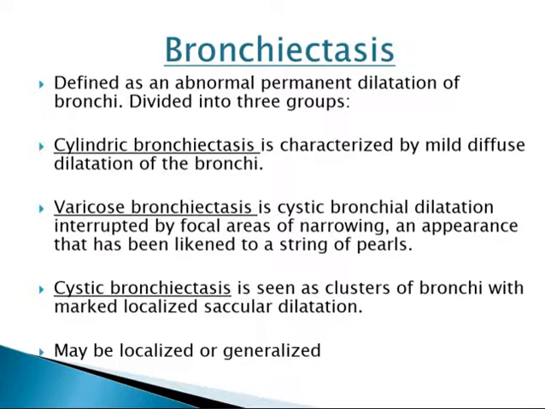Bronchiectasis is defined as abnormal permanent dilatation of the bronchi, divided into three groups. Cylindrical bronchiectasis, characterized by mild diffuse dilatation of the bronchi. Varicose bronchiectasis is bronchial dilatation interrupted by focal areas of narrowing, an appearance that has been linked to a string of pearls. Cystic bronchiectasis is seen as clusters of bronchi with marked localized circular dilatation. The bronchiectasis may be localized or generalized.